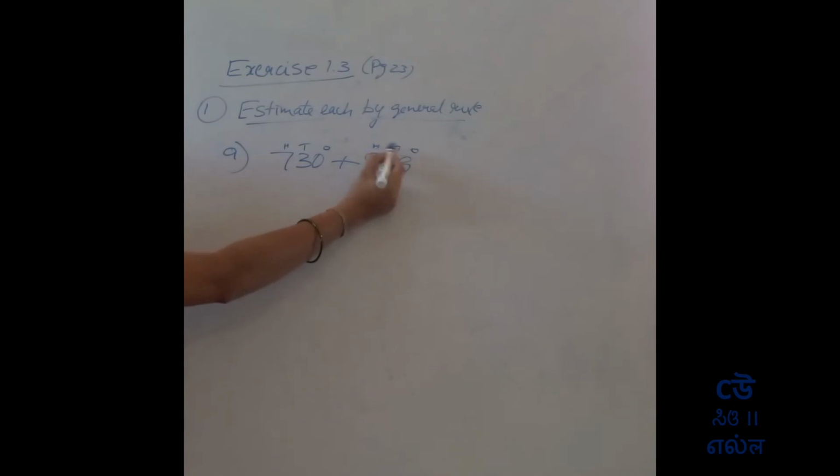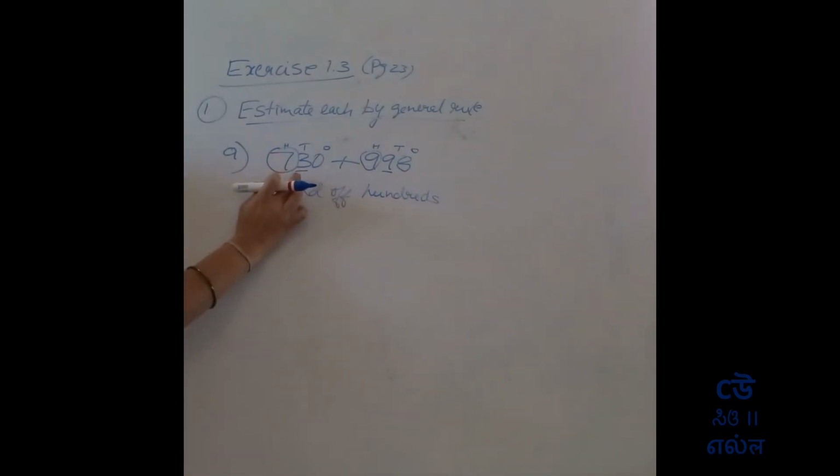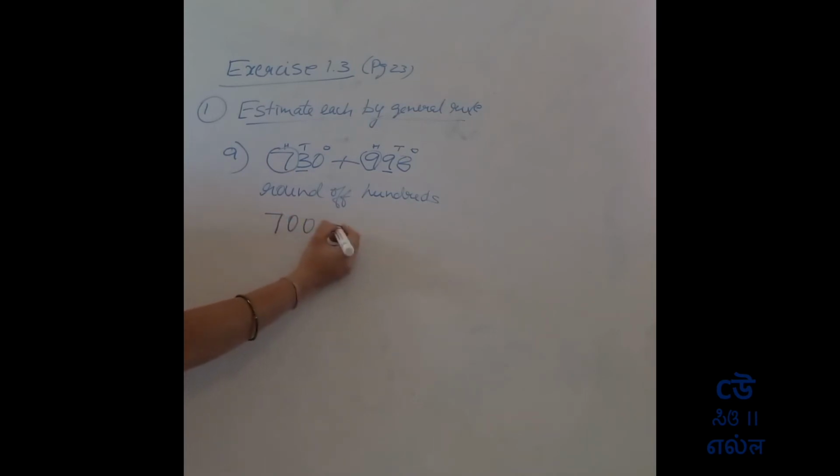in both we have hundreds place, right? Both have hundreds place, so we will round off to hundreds place. Hundreds place we have to circle and consider the right side place value, that is 3. 3 is less than 5 or greater than 5? 3 is less than 5. So, 3 is a weaker number. So, the circled number will remain the same.